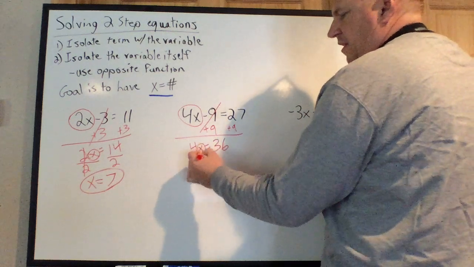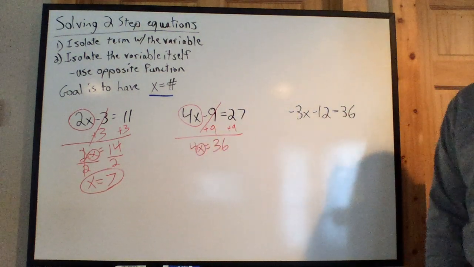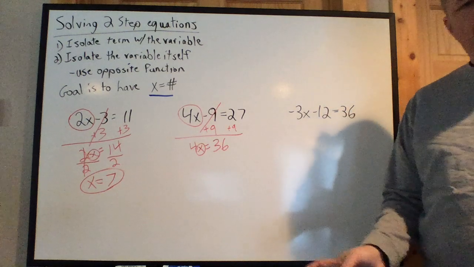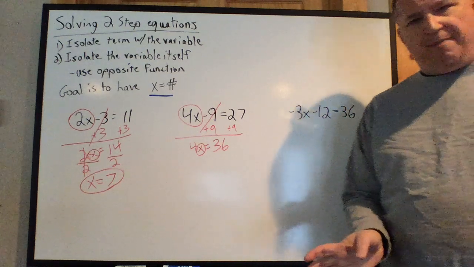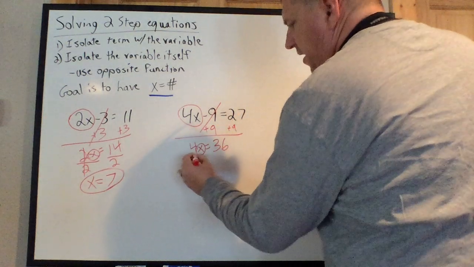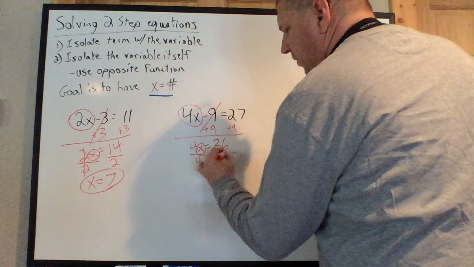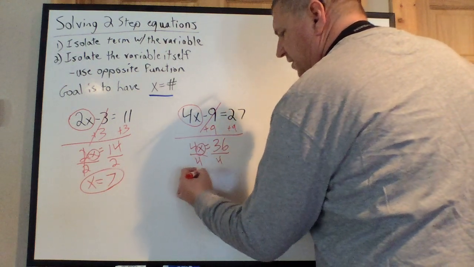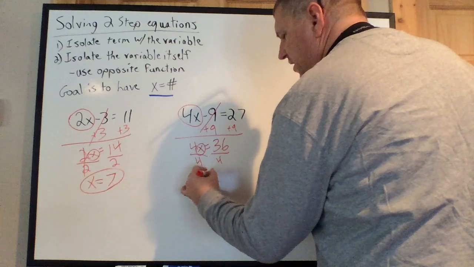There's my protective force field around the x. What is happening to the x? It's being multiplied by 4, so we have to undo that by dividing by 4 on both sides. X equals 9.